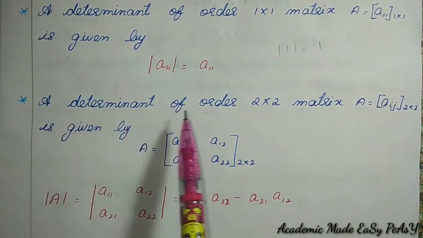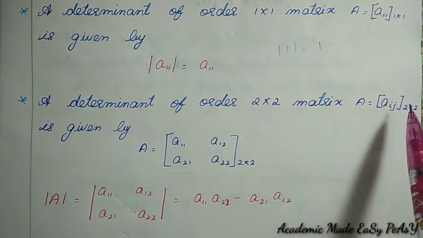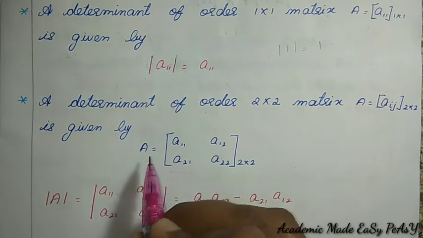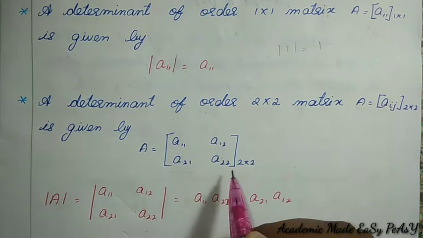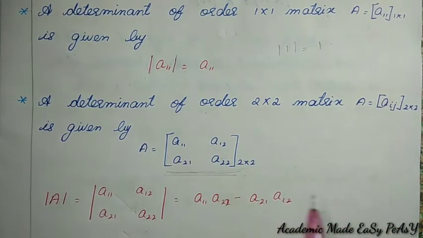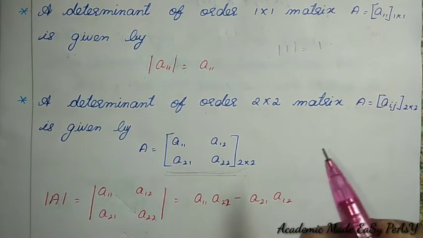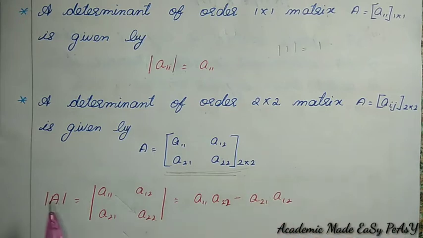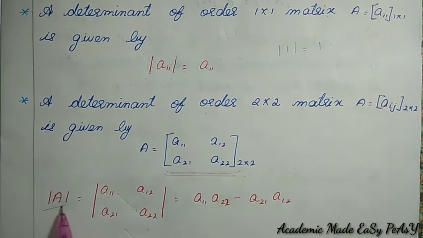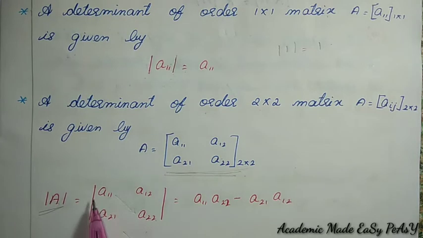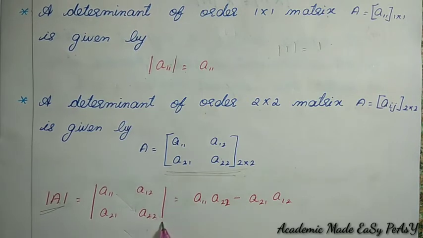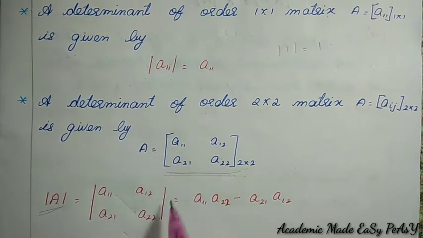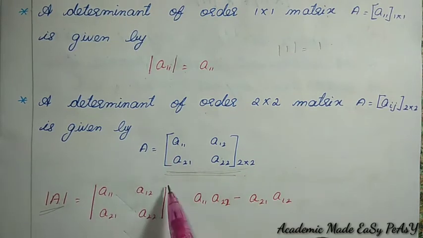Second, the determinant of order 2 by 2 matrix A equal to Aij is given by this. Matrix A is equal to A11, A12, A21, A22. This is the matrix given for order 2 by 2. Now I will be finding the determinant. This is the determinant symbol. I'm writing this matrix in the form of a determinant, enclosed with these lines. As it is, only the bracket will be changed to a line.